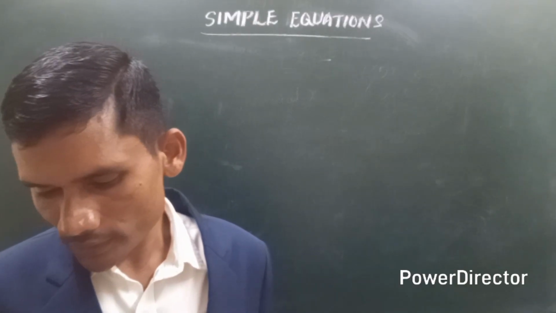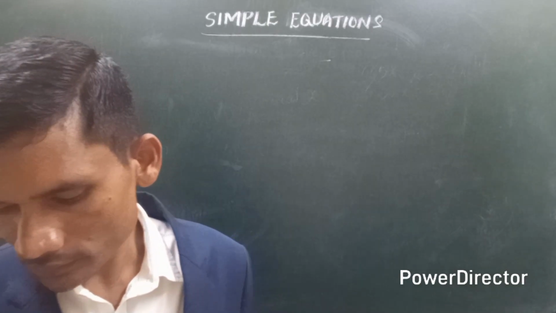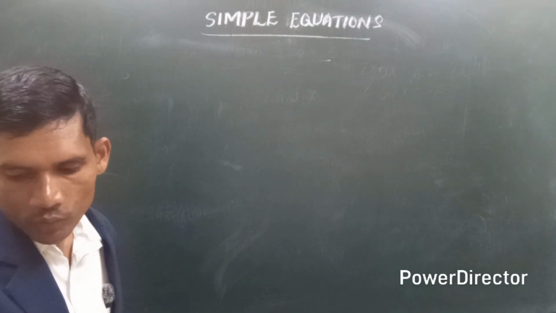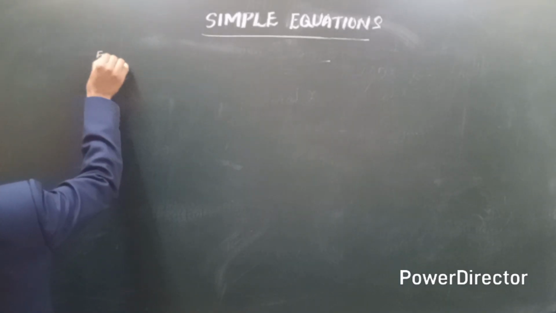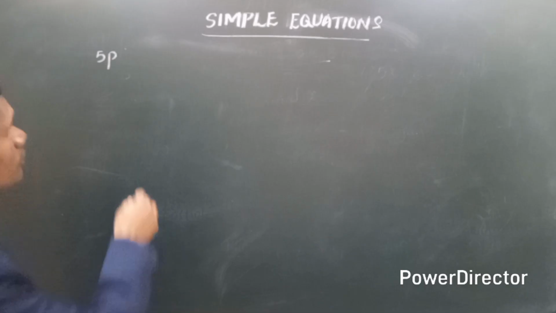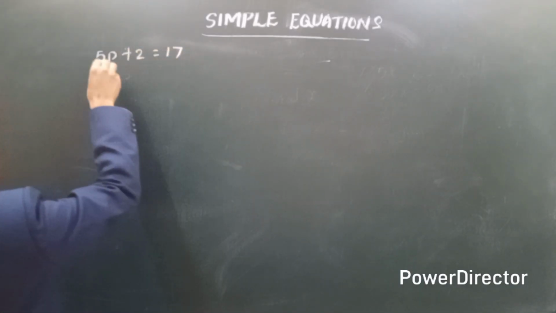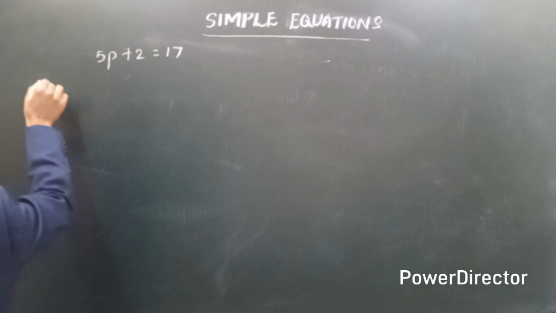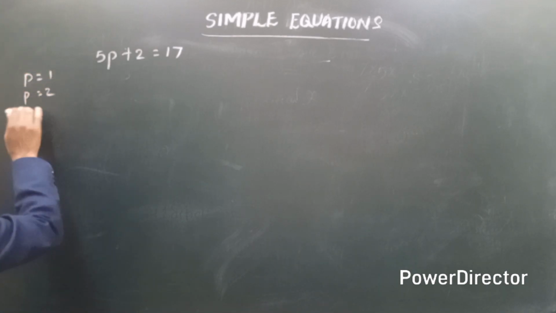Now let us go ahead with the next question, that is, solve the following equation by the trial and error method. We are saying 5p plus 2 equal to 17. Trial and error method means you just have to go on substituting p is equal to 1, p is equal to 2. These values you have to take.